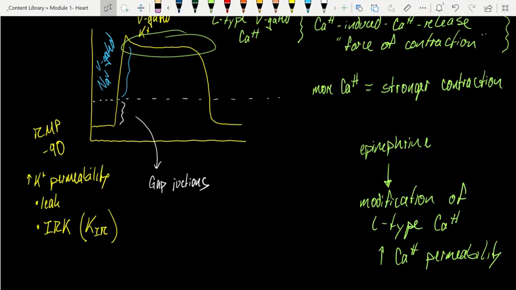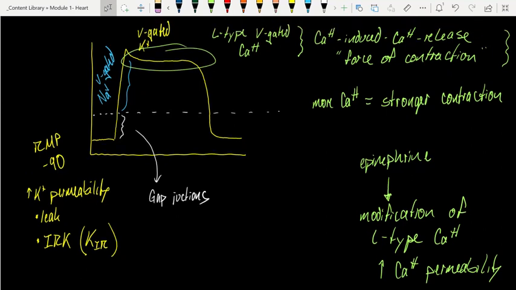Of course, these L-type voltage-gated calcium channels will eventually close, and when they do, what's left? Well, all of this, the repolarizing, is going to be all done by potassium, right? The voltage-gated potassium that we were talking about, and then we're opening up these ERK channels. That's what allows us to get to this really low -90 resting membrane potential.